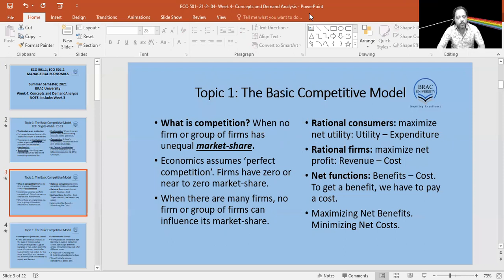Okay, why are we looking at net functions? Net functions we're looking at in this sense because to get a benefit, we have to pay a cost. So if we are looking at utility, we have to pay some expenditures in order to enjoy that utility. If we want to make some profits as a firm, we have to pay some costs. So firms and households maximize net benefits. And when we're talking about cost minimization, then we're minimizing net costs, which we will look at later on.